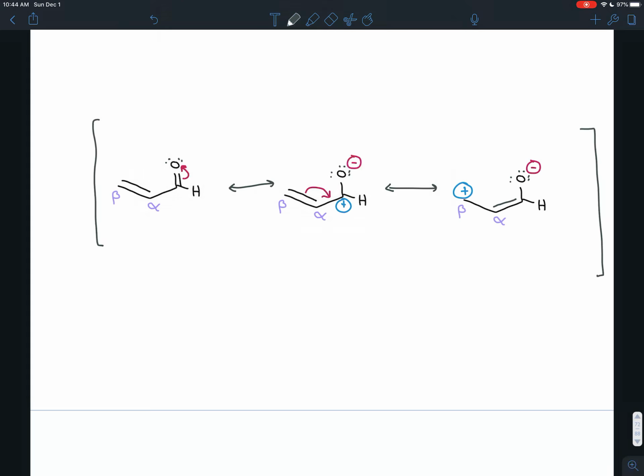So let's sort of do a mock-up, do a rough draft of what the true structure might look like, or, approximately.